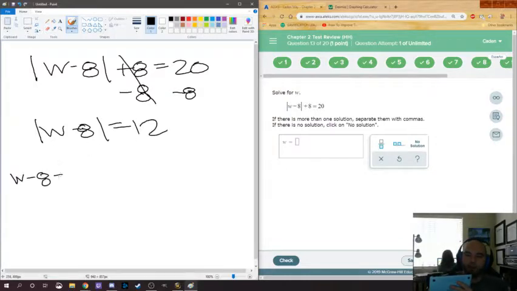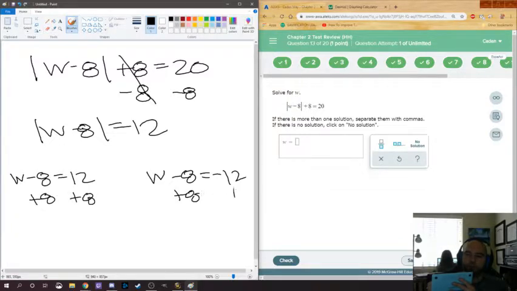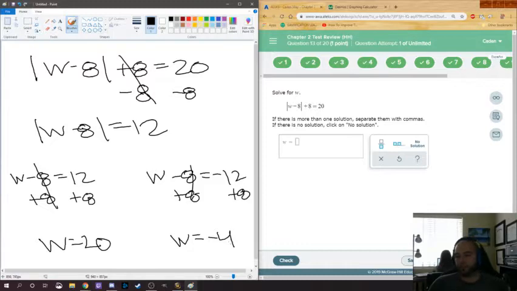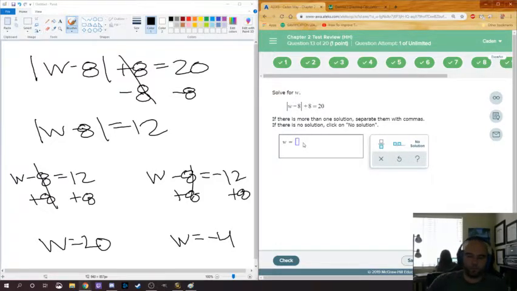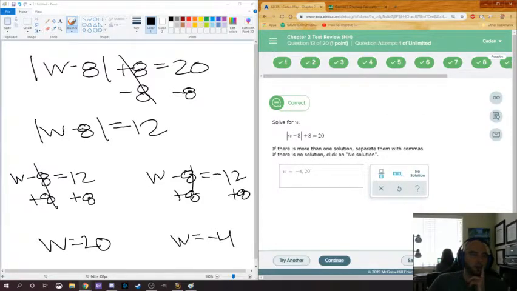W minus 8 equals 12. W minus 8 equals negative 12. Good news here is that it's only one step. I just need to add 8 to both sides on both problems. So we're going to get W equals 20. W equals negative 4. There's your answers. Negative 20. No, regular 20. Negative 4. Okay. Be careful with your signs. I'd hate it if you missed a problem because you didn't put a negative sign.